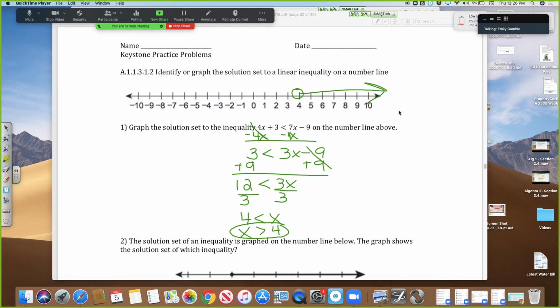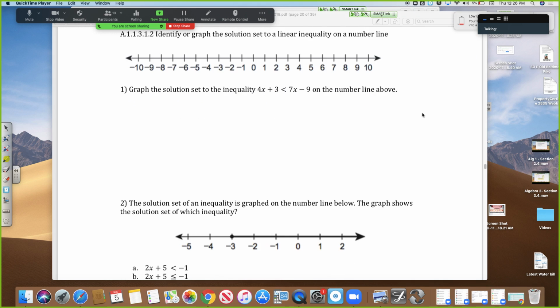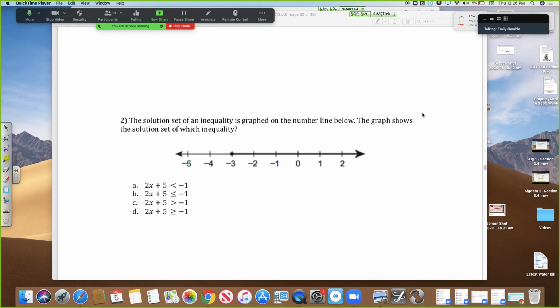And then last but not least, the final question on this practice set says the solution of the inequality is graphed below. Which one is the problem, basically? So I see a closed circle, and I see the answers are going to the right. What inequality would be a closed circle at -3 with answers to the right?